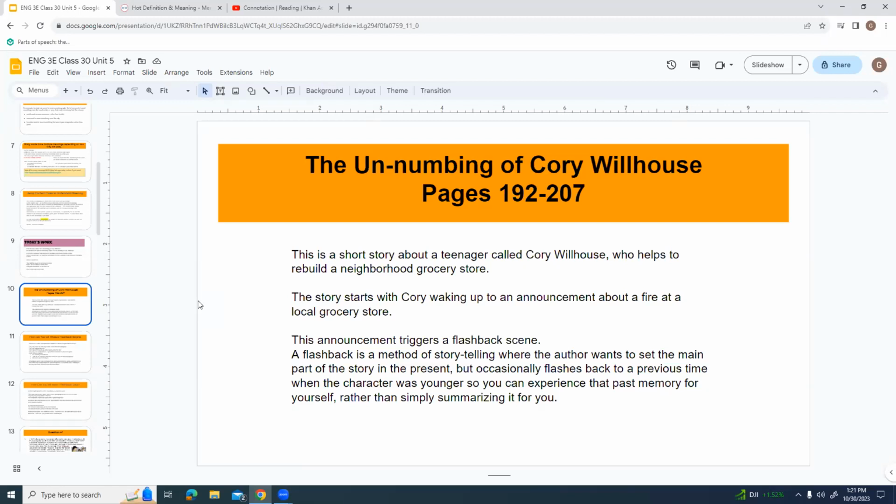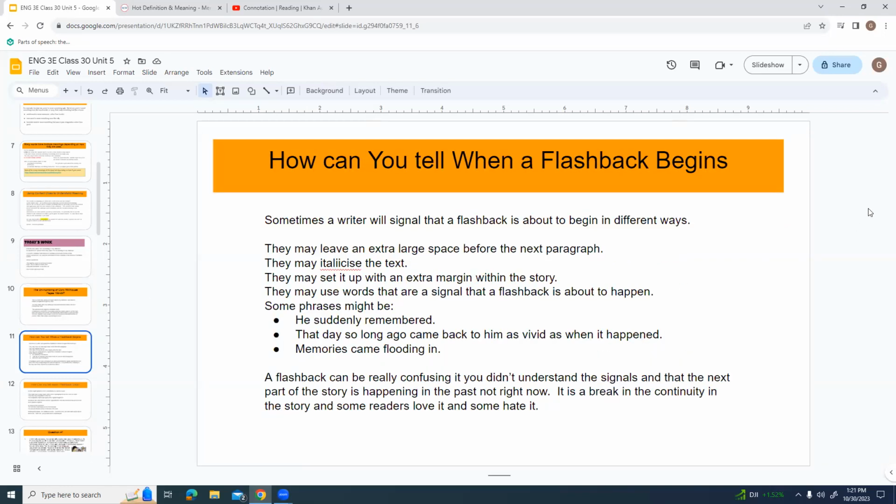A flashback is a method of storytelling where the author wants to set the main part of the story in the present, but occasionally they flash back to a previous time when the character was younger, so you can experience that past memory for yourself rather than simply being summarized. The thing is, I do find sometimes people find flashbacks a little bit confusing. How can you tell when a flashback has begun?